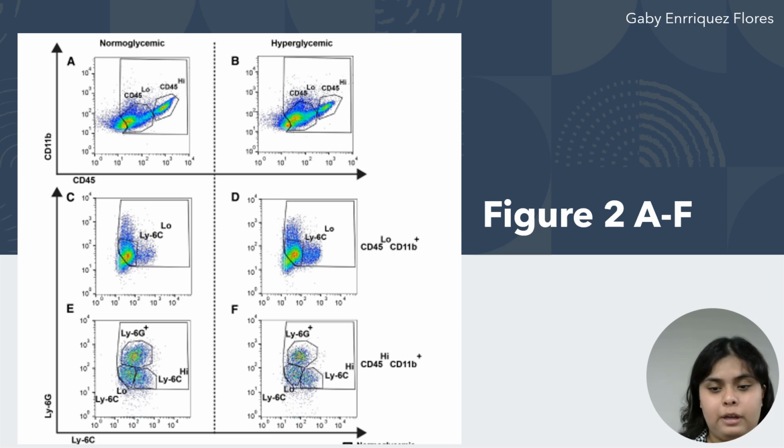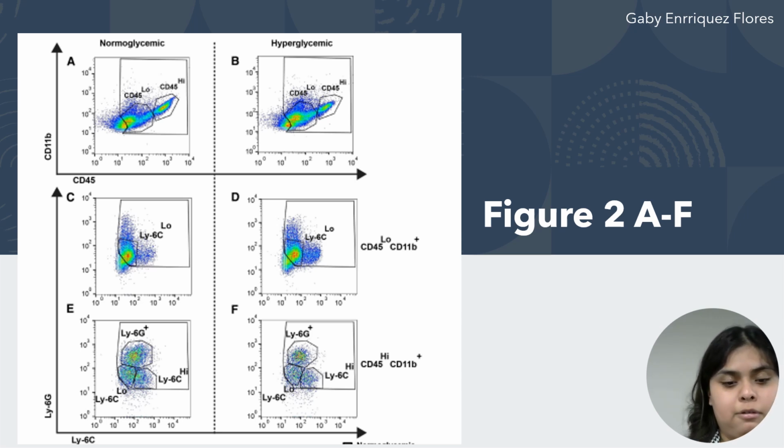So now we're going to be looking at figure 2, graphs A through F. This is from the results of the flow cytometric analysis, which is basically the characterization of immune cells in the ischemic brain under hyper and normoglycemic conditions. As we can see here, graphs A through F are results from blood samples that were taken 48 hours after MCAO, which is middle cerebral artery occlusion, which creates a stroke model in animals.